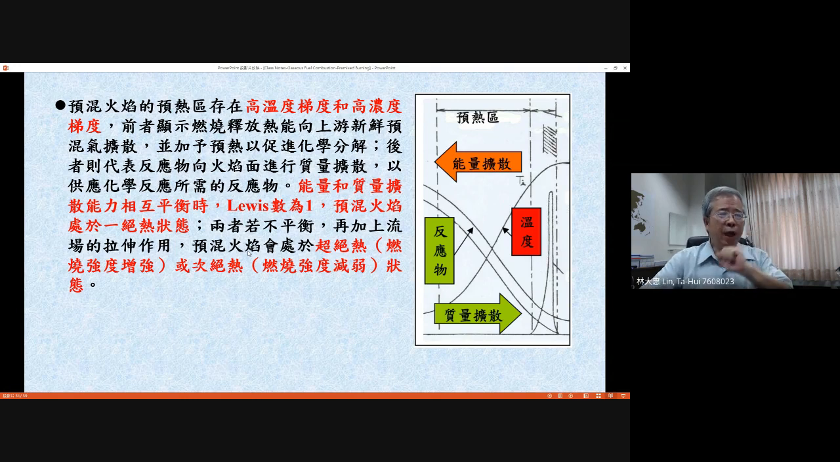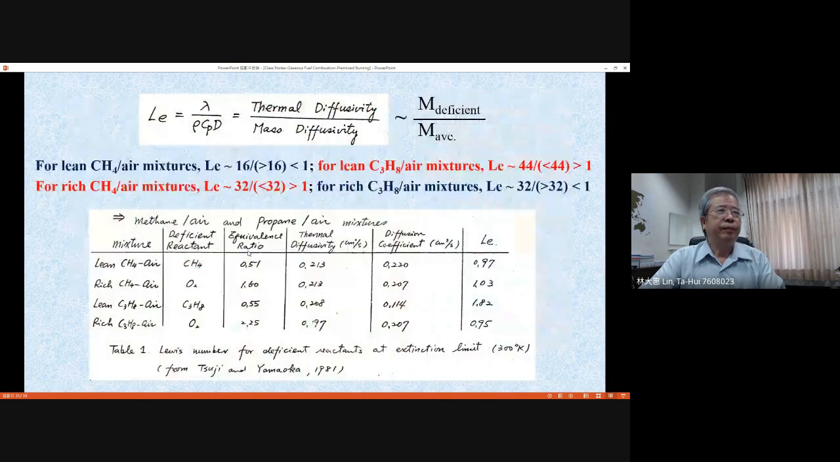Now we are dealing with the Lewis number, which represents the influence coming from the diffusion process, and the flow stretch represents the influence coming from flow convection. Try to remember these two. Now they couple together. Before we introduce some experimental observations, I need to give you the definition. Try to remember how to evaluate the Lewis number.